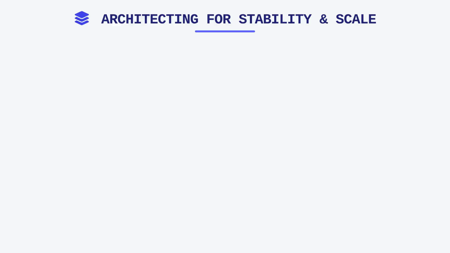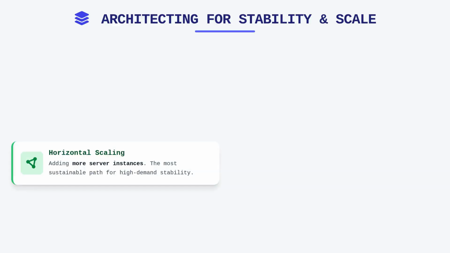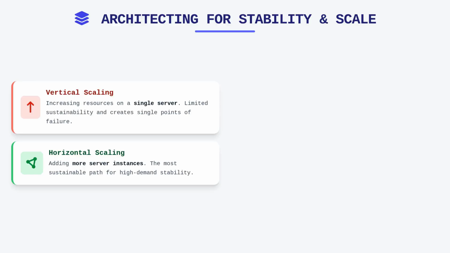To maintain stability under high demand, scaling strategies must be baked into your architectural design. Horizontal scaling, which involves adding more server instances to distribute the load, is almost always more sustainable than attempting to infinitely scale a single monolithic server vertically.